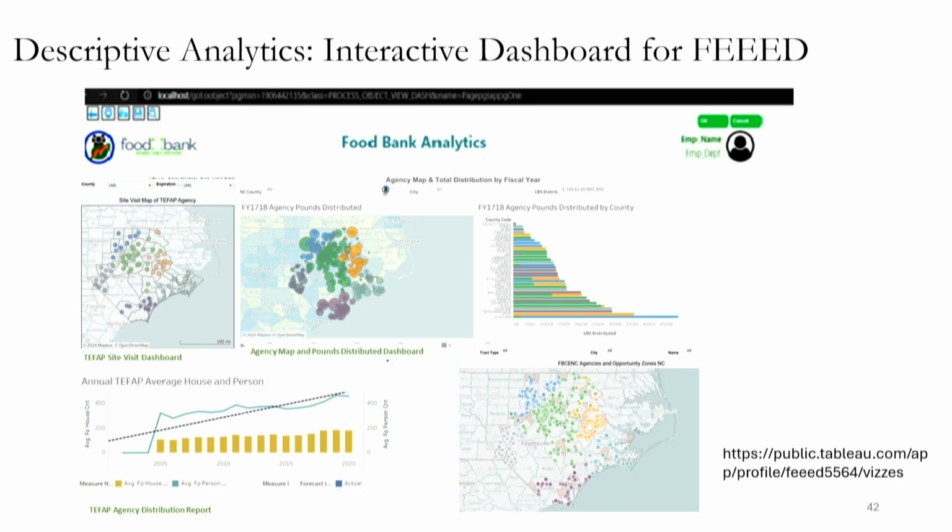One of the key components of this project is to develop a series of interactive dashboards. We do have a link here. We have a Tableau public site. We have those interactive dashboard.